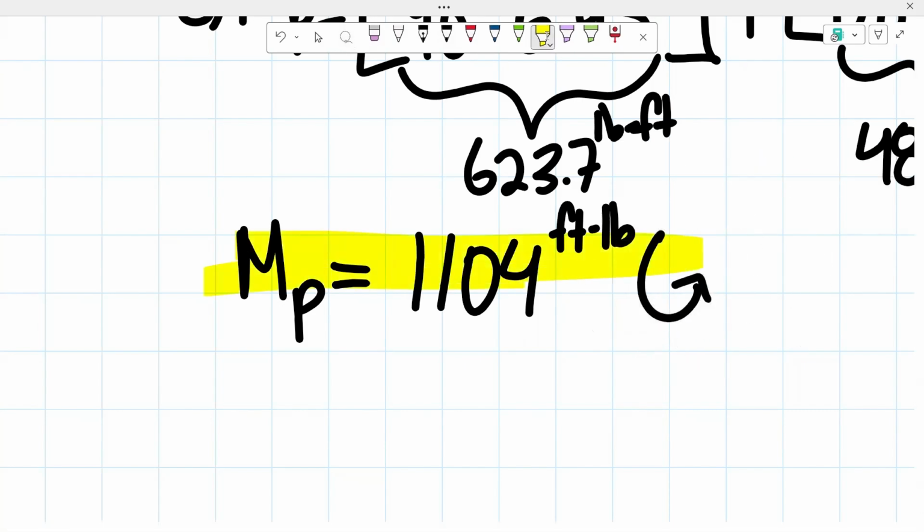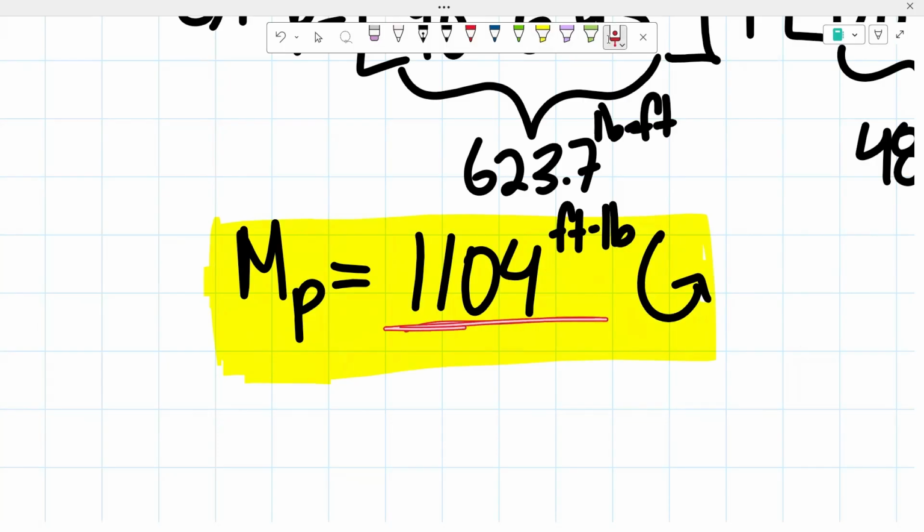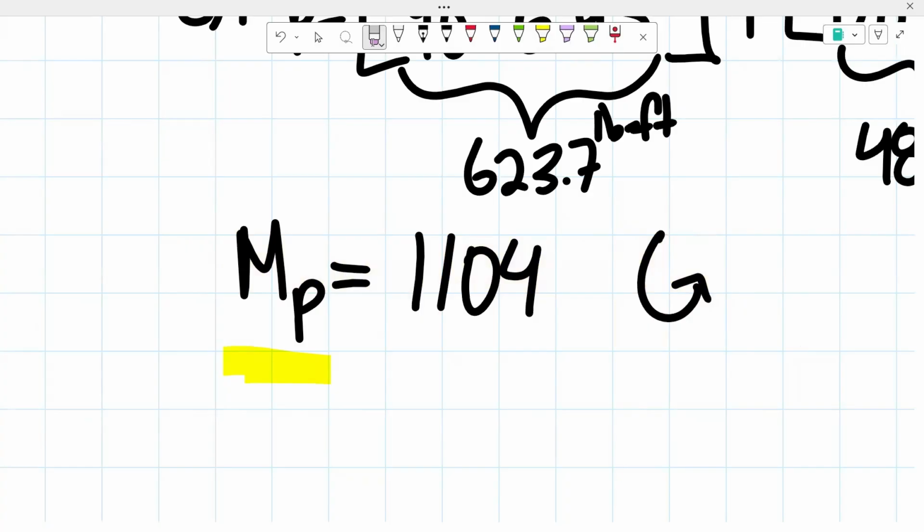And just like that, we were able to find the moment about point P for case A. So remember, it asked us to determine the magnitude and the direction. So our magnitude is 1,104 pound feet. Yeah, pound feet. I don't know why I wrote feet pound. Pound feet.